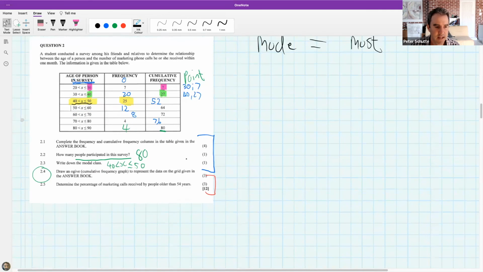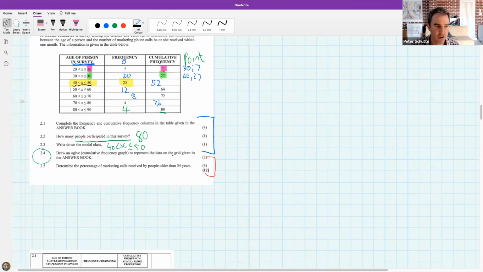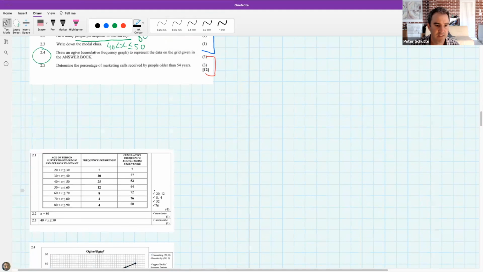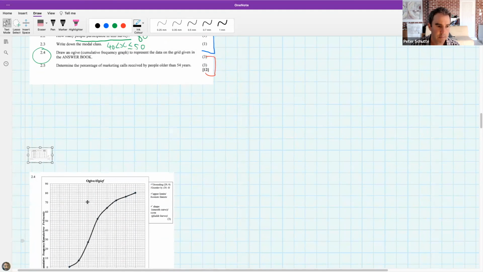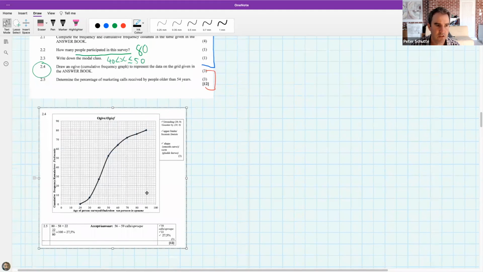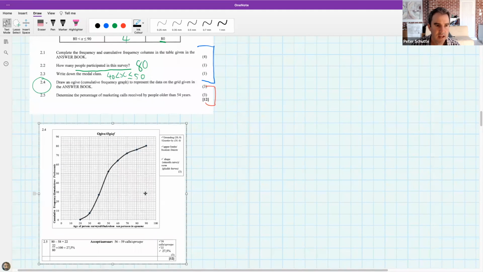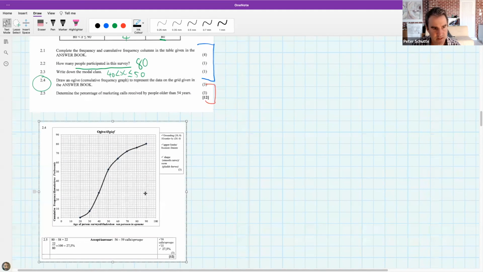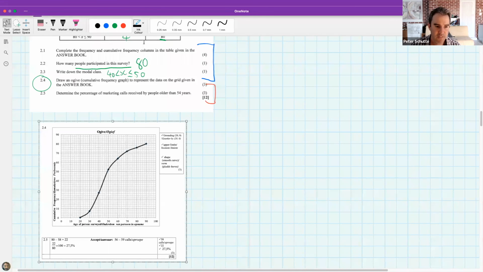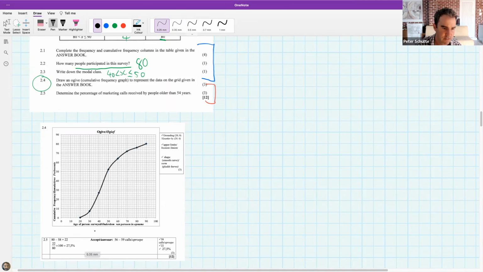Okay, there's enough time to go on to another question. So let's try 2.5. 2.5 is a slightly harder type of question, but we'll have a quick look at it now. I'll just explain how the answer works. So it says here, determine the percentage of marketing calls received by people older than 54 years. So 54 years on my ogive, I go and find, let me just break it into pieces. So I find 54 over here on my ogive, and it's going to get to there.